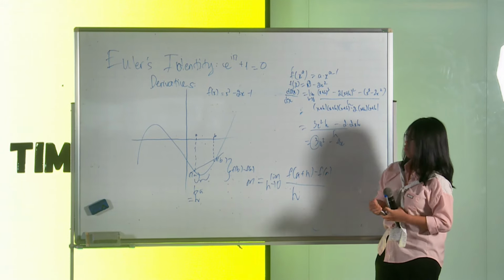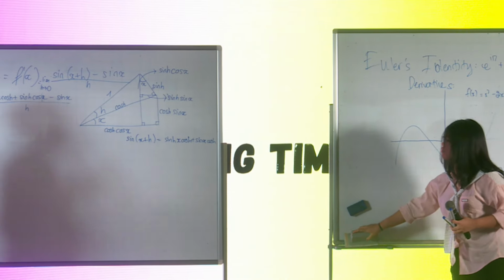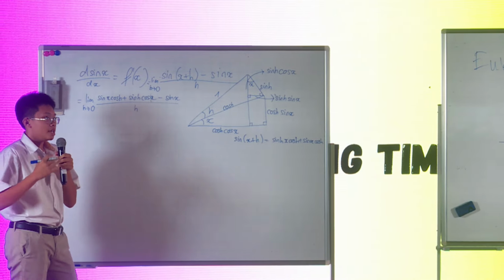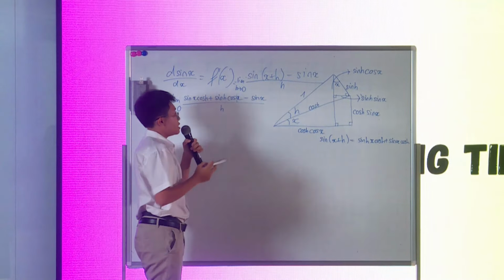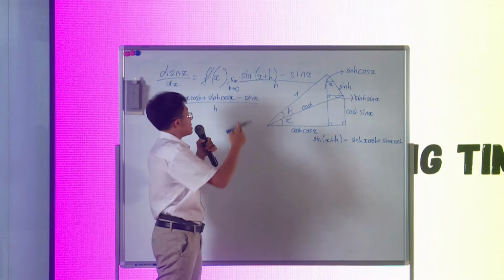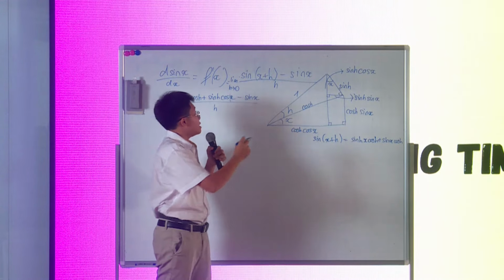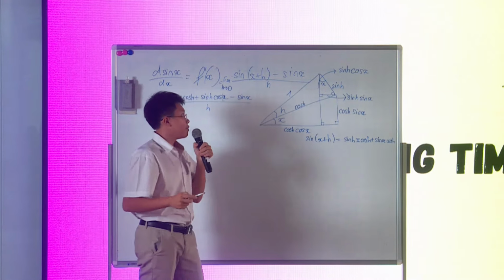Okay, so now I will explain to you guys the differentiation of sine x, and I will be proving that it is equal to the cosine of x. So we have the derivative of sine of x, which is equal to the limit of h to 0 of sine of x plus h minus sine of x over h, which Tammy had explained before.